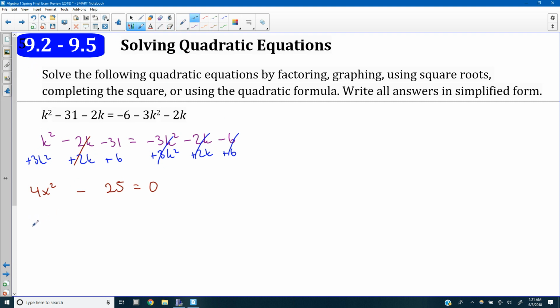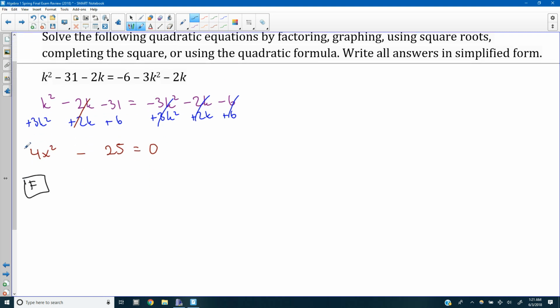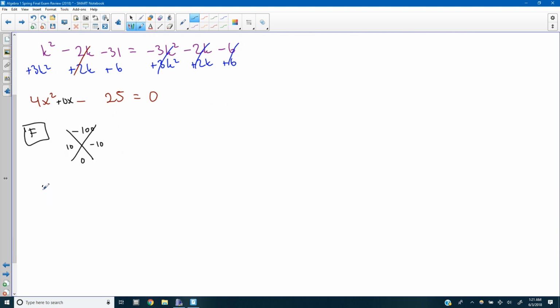Let's solve by factoring first. Now, if you're going to solve by factoring, you got to ask what two numbers multiply to 4 times negative 25 and add to what? Well, there's a term missing in the middle, and it would be a 0x. So you'd be asking what two numbers multiply to negative 100 and add to 0. And the answer is positive 10 and negative 10. So when you factor by grouping, you get 4x squared plus 10x minus 10x minus 25 equals 0.